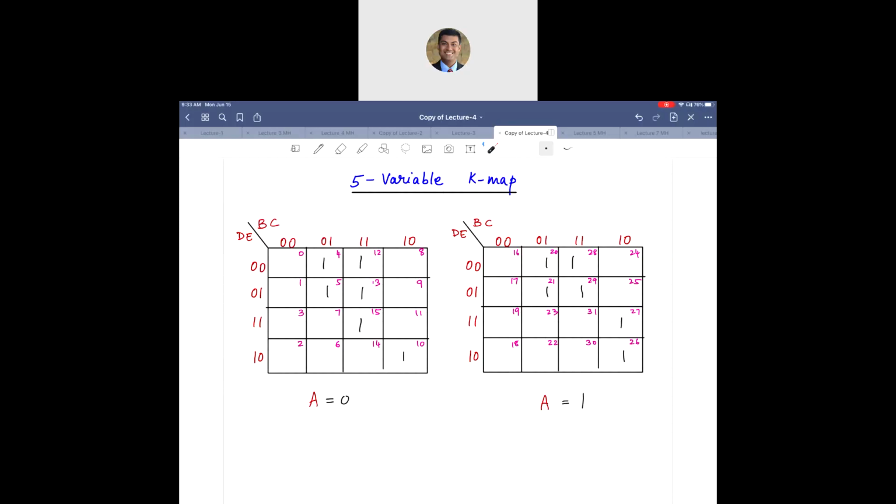Can I make a group of 8 ones? I'm going to take a moment here. Can I make a group of 8 ones here? Yes, you are absolutely right. The group of 8 ones is actually this. So that's the only group of 8 ones you can make. Next, can I make a group of 4 ones?